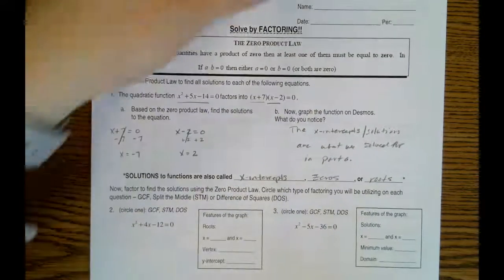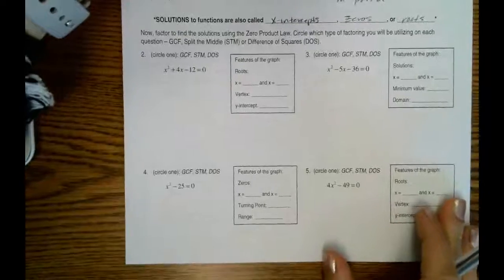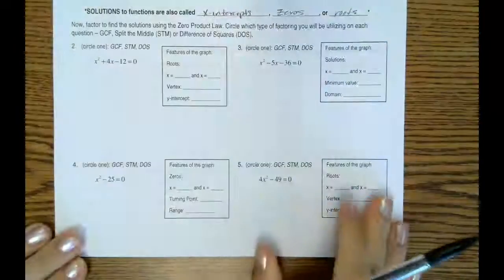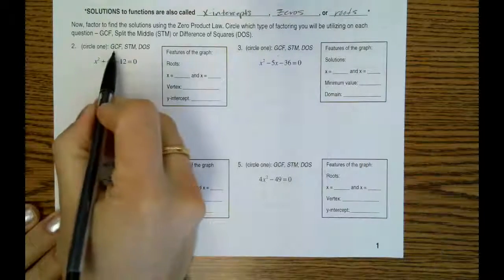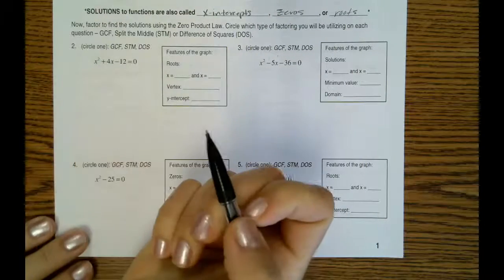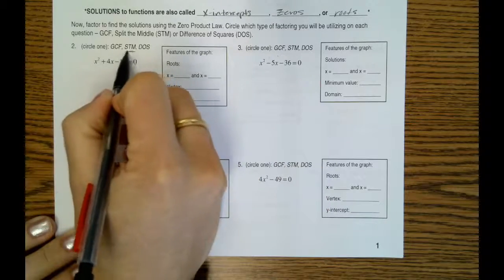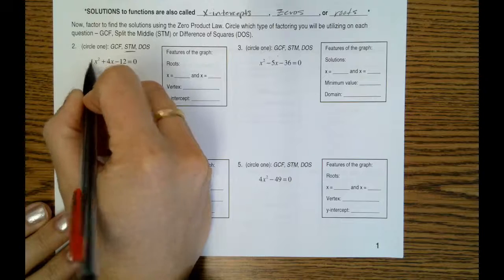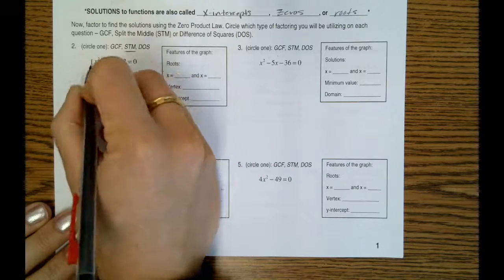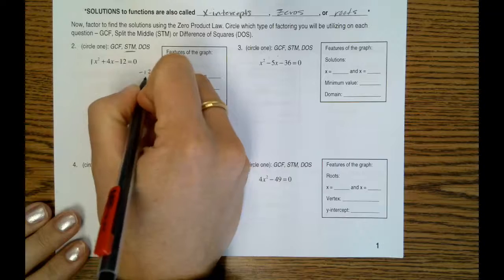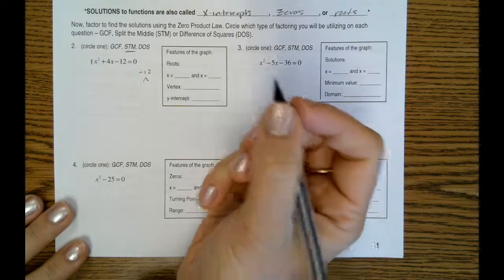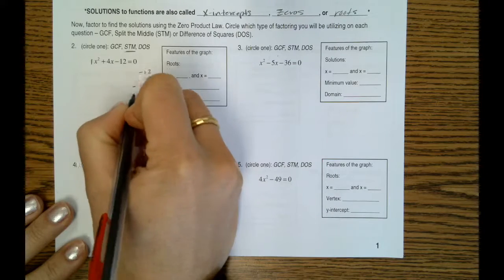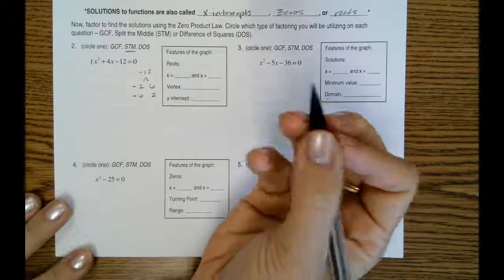Okay, so we're going to go ahead and jump into number 2. Okay, so number 2, we have to factor this. So we can choose to do GCF, split the middle, or difference of squares. We're going to go ahead and do split the middle because it's a trinomial. So for split the middle, we take the first number times the last number. Okay, and we get all of our different factors. So we know we can do 2 and 6 or 6 and 2. Since they're negative, we have to do both options here.